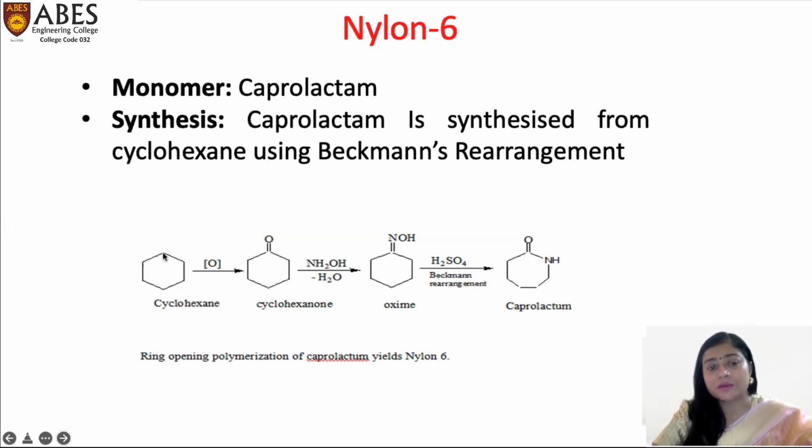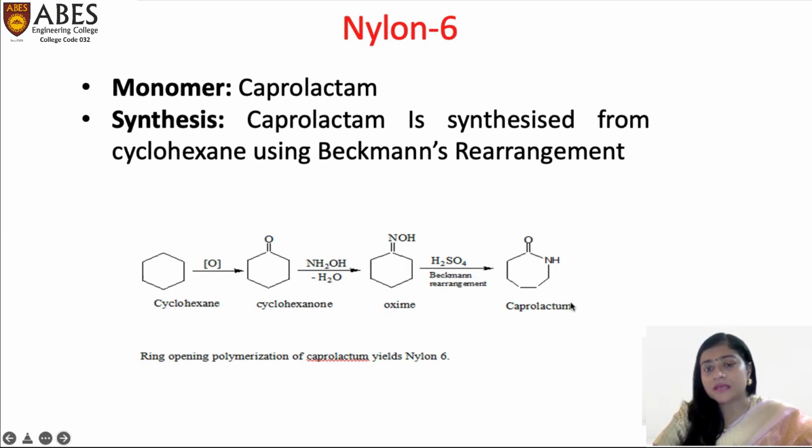That means this carbon is converted into the ketone. Further, we react it with NH2OH, condensation happens, and the formation of oxime takes place. This is the final and defining step of the reaction. Here, when we use H2SO4, Beckmann's rearrangement occurs. This nitrogen is pulled inside this ring. So here you can see a 6-membered ring is converted into a 7-membered ring.